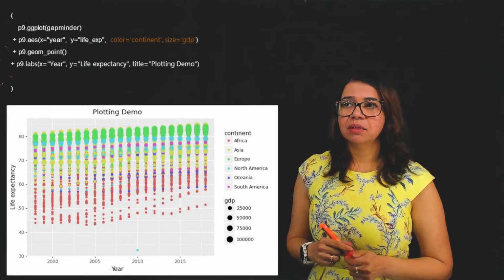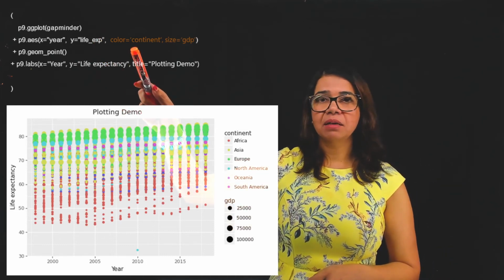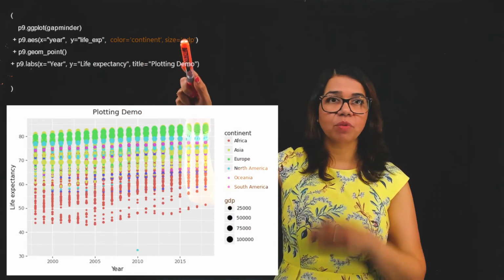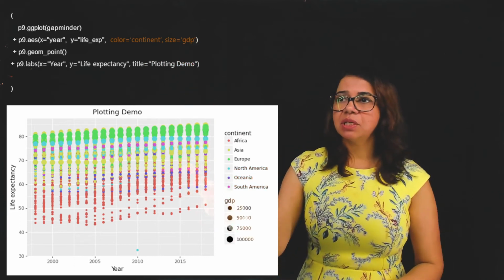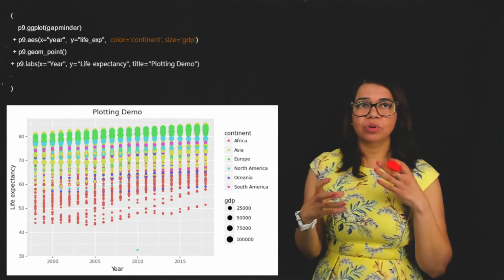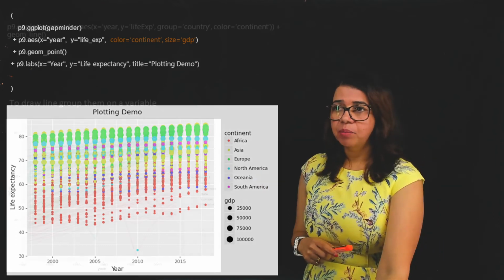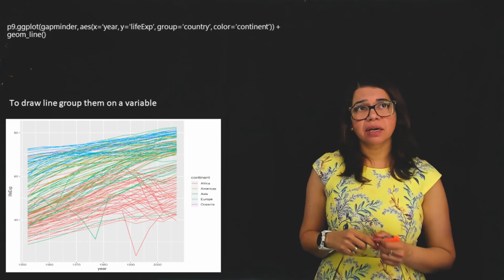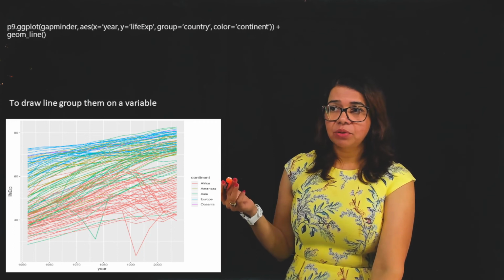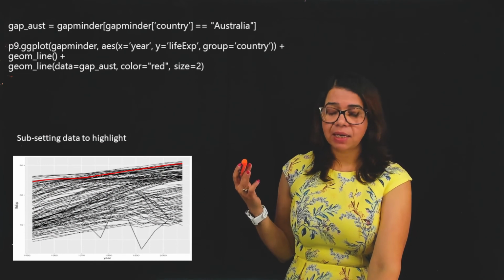So there is the updated code. What I've done here is, previously you had color by continent, and now I've also added size by GDP, and GDP was one of the columns in your table. Now you see in your plot that you start getting more information than just dots between x and y. Similarly, you can do more types of plots using ggplot, Plotnine. For example, you could do a line plot, and you could do subsetting of data and highlight that data.